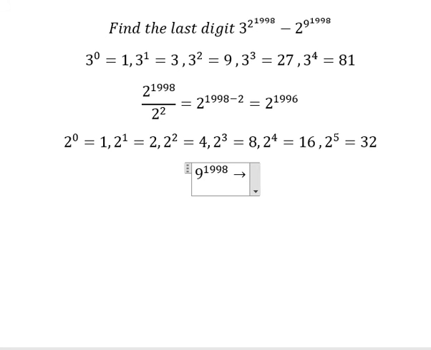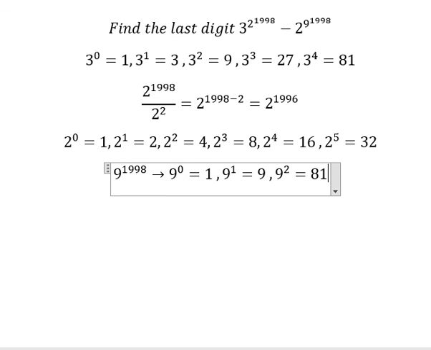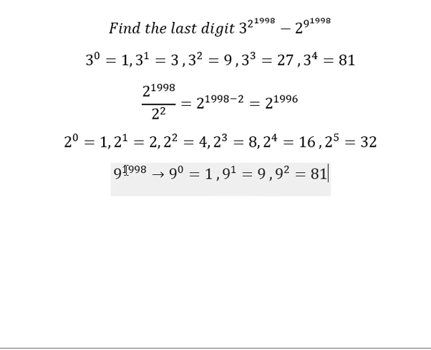About this one we have 9 to the power of 0 we have number 1. 9 to the power of 1 we have number 9. So 9 to the power of 2 we have 81. So they repeat again at number 2 and number 0. That means if this one is an even power they go back to number 1. If this one is an odd power they go back to number 9. So we see that this one is 1998. This is an even power. So the last digit should be number 9 in here.